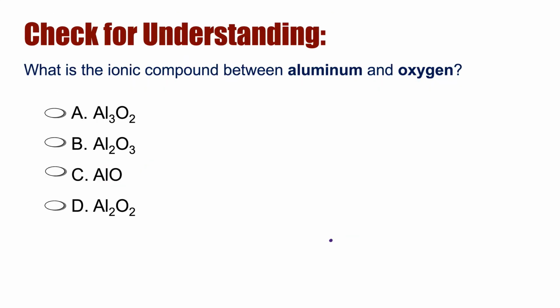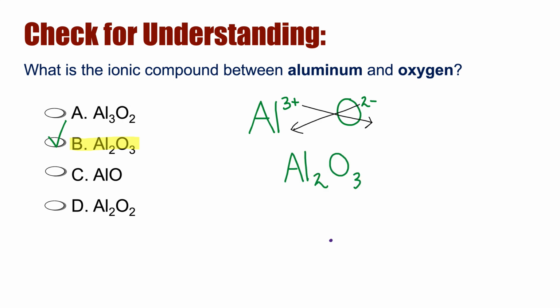All right, next, check for understanding. What is the ionic compound between aluminum and oxygen? The correct answer for that is going to be B, Al2O3. So I would set the problem up like this: aluminum ion on the left, oxide on the right. I crisscross to get Al2O3. The ratio that this would give me is that for every 2 aluminum ions that have a charge of +3, I need 3 oxides with a charge of -2 each in order to make it neutral overall.